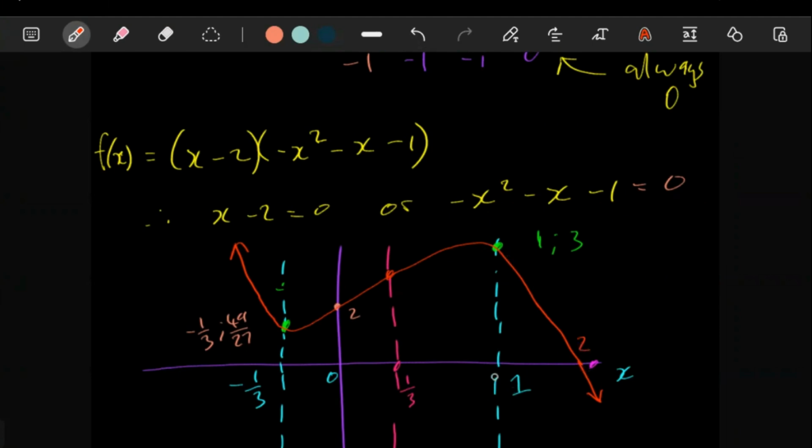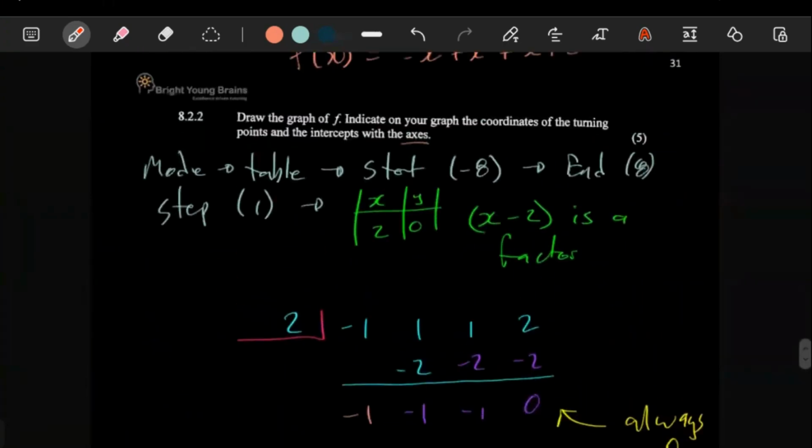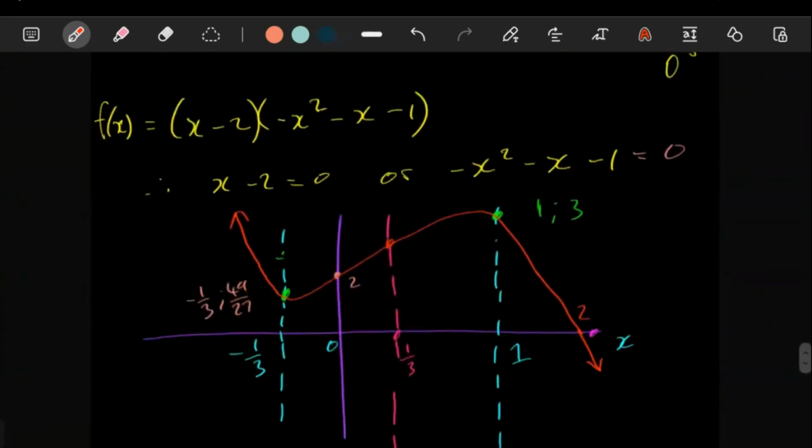You see this has to be there, this has to be there. This coordinate you don't necessarily have to put, but it shows that you know what you're doing. Let's see here. Yeah, so this is how you're going to draw this graph. Nothing crazy, nothing major. Let's move on to the next question.